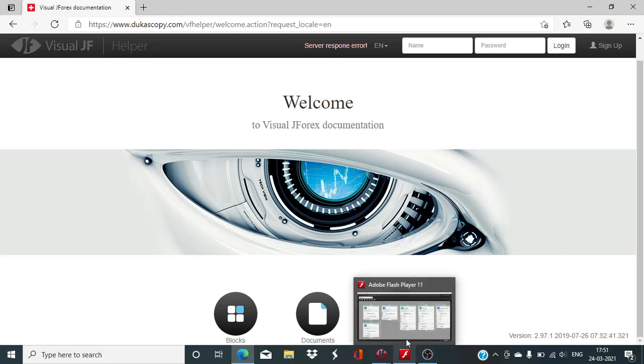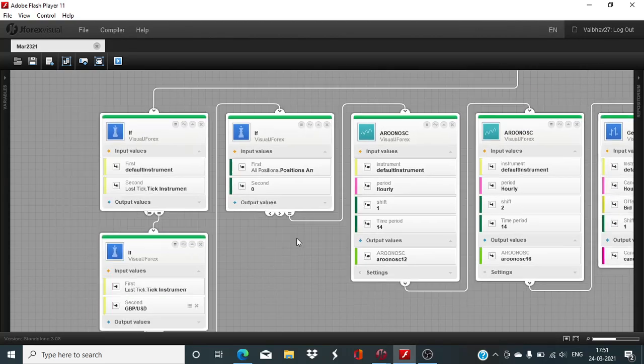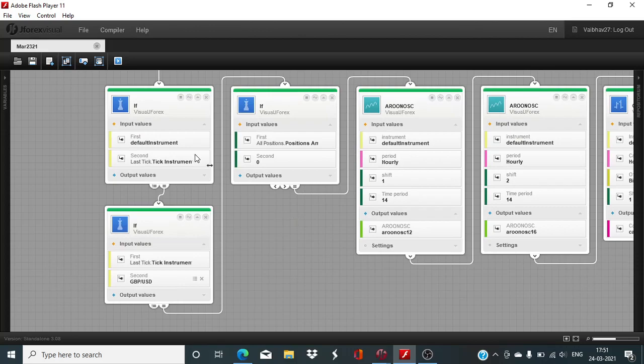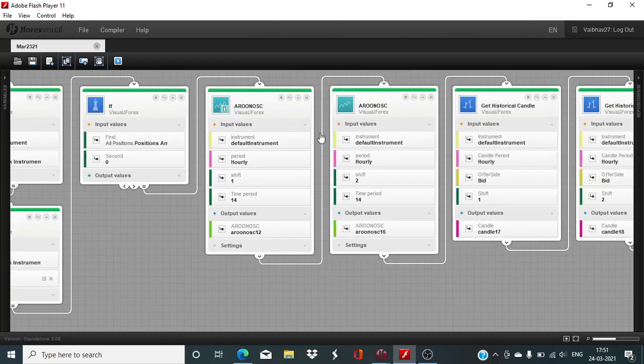So let us now head to the Visual JForex board where so far, the instrument subscription has been done. This time around, GBP is the instrument of choice for designing and developing the algorithm using this indicator. The position amount has been defined. I also have these Aroon oscillator blocks defined for the hourly time frame with the default period of 15, and shift values of 1 and 2 respectively.